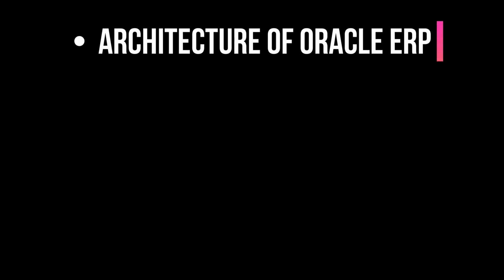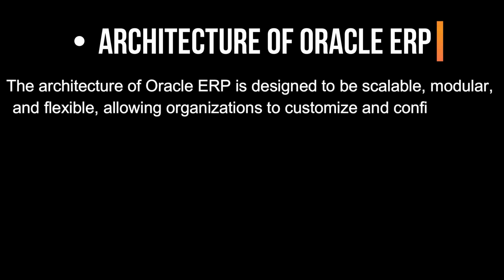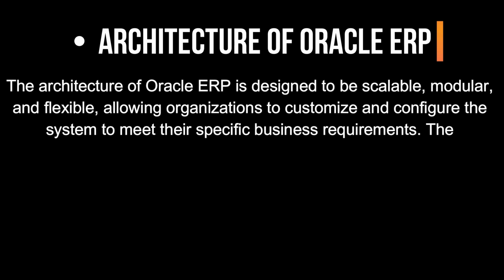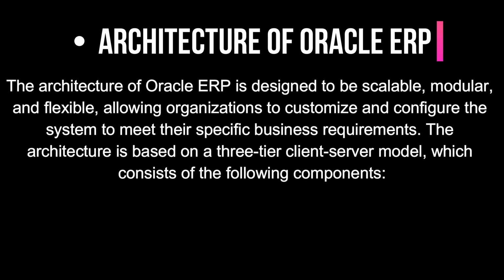Architecture of Oracle ERP. The architecture of Oracle ERP is designed to be scalable, modular, and flexible, allowing organizations to customize and configure the system to meet their specific business requirements. The architecture is based on a 3-tier client-server model, which consists of the following components.